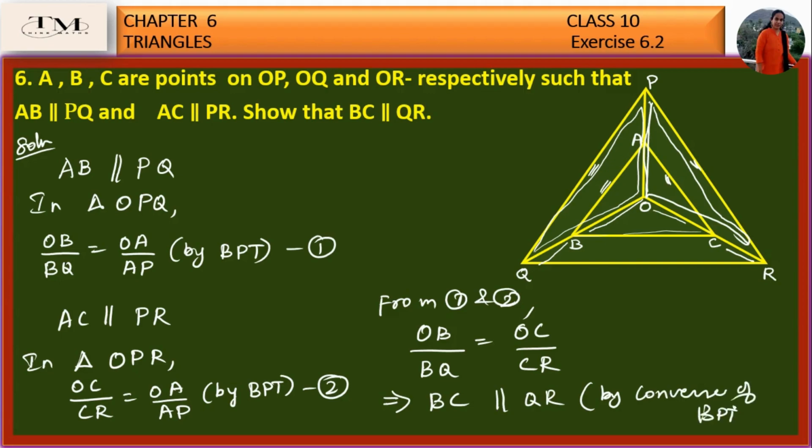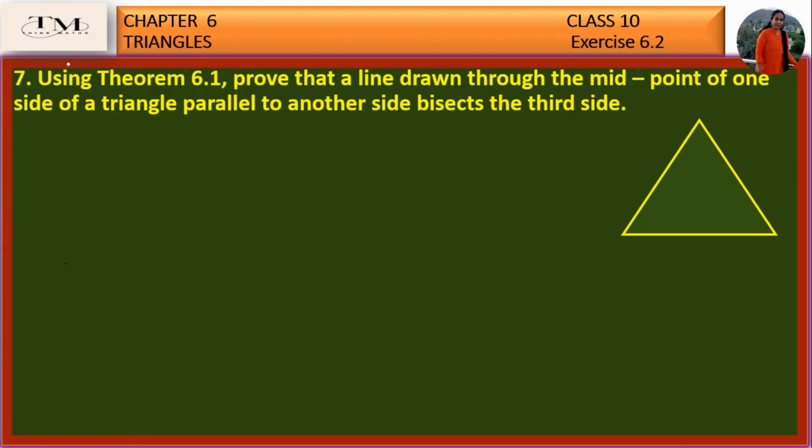Okay children, can you understand? So moving on to the next problem. Seventh one. Using theorem 6.1, prove that a line drawn through the midpoint of one side of a triangle parallel to another side bisects the third side.